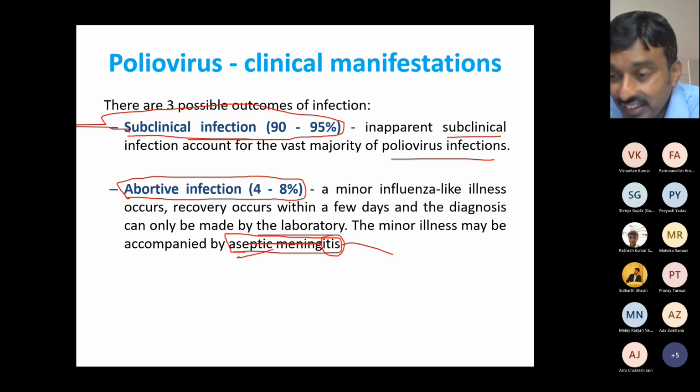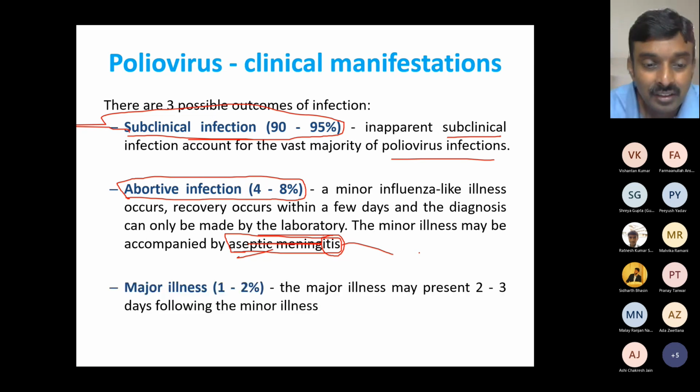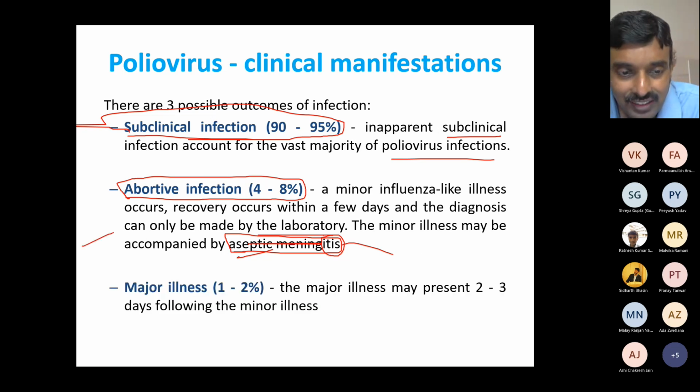Aseptic means no bacteria. Without bacteria, there is inflammation of the brain covering. That's called aseptic meningitis. Septic means with bacteria. Aseptic means without bacteria. Now, this is also fine. They recover well. They just have fever and a few symptoms, and they have minor infection of the meninges, but they recover well.